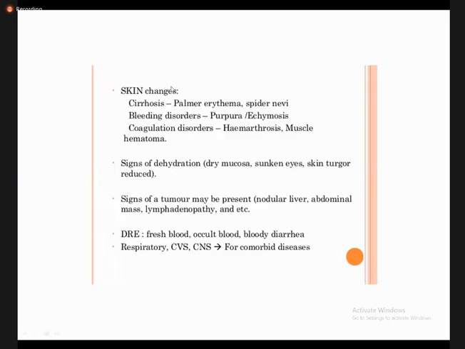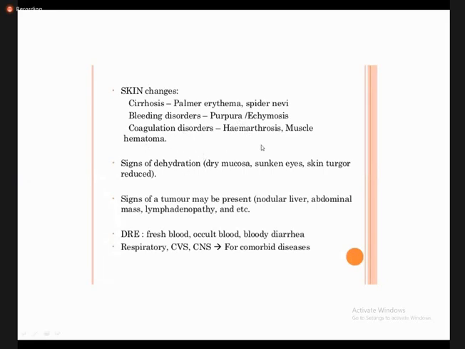Now the skin changes are also very important. Like in cirrhosis, we can have other indicators that the patient has cirrhosis, like palmar erythema and spider nevi. I will show you the pictures of these, then you will understand better. Then bleeding disorders. If the patient has a generalized disorder, that can lead to bleeding, not only from the gut but from anywhere. So the patient can have purpura and ecchymosis of the skin.